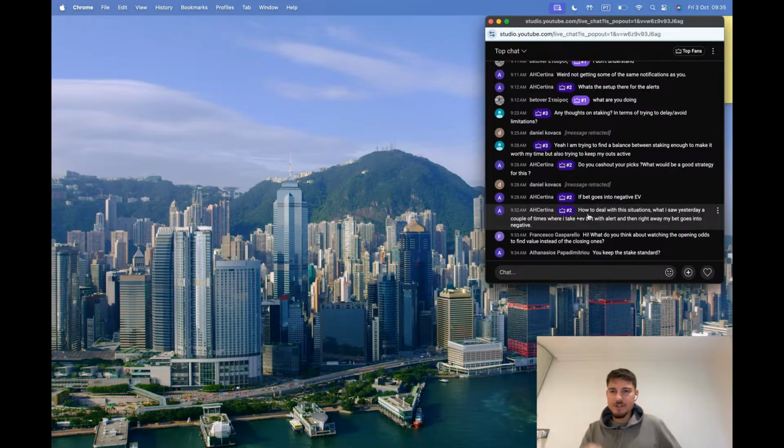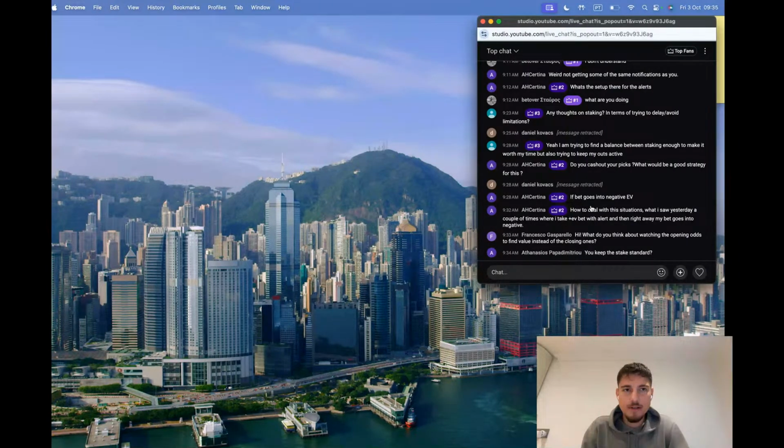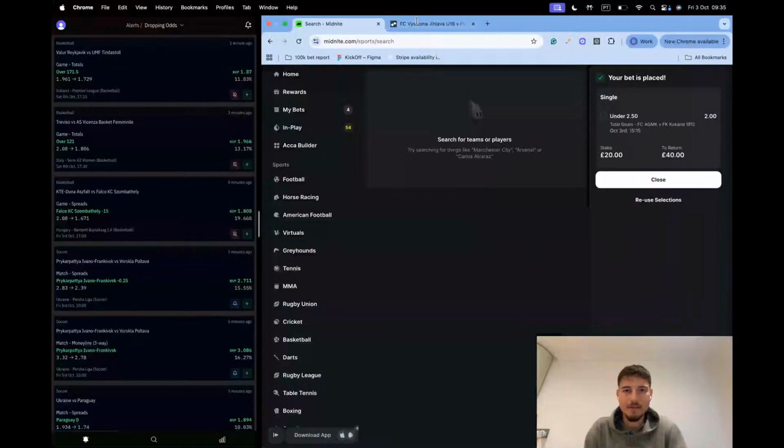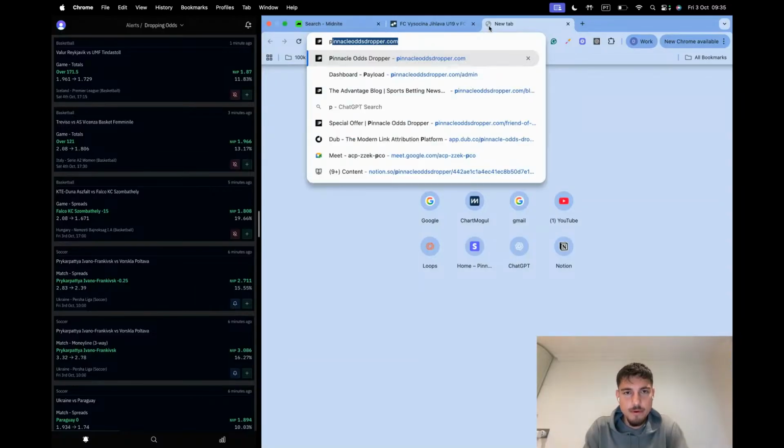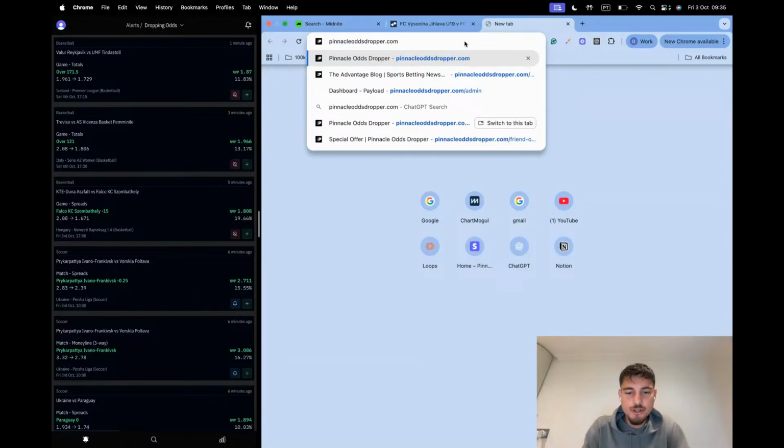So how to deal with this situation? What I saw yesterday a couple of times is that I take a positive EV bet with an alert, and then right away my bet goes into negative. That's a very good question. I actually wrote an article about this that I can probably link in the chat. But in short, don't worry.